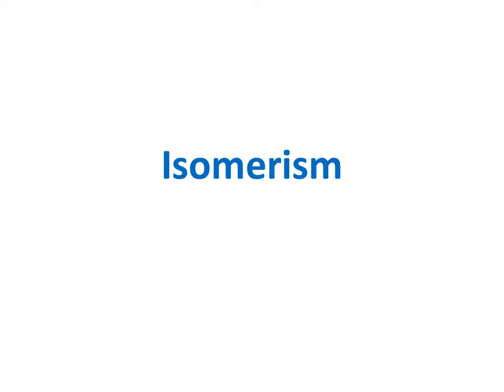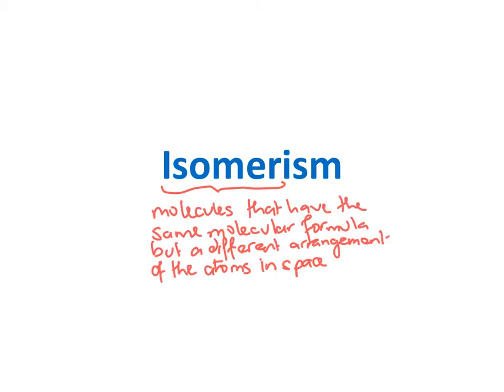Okay, so this is the second part of the Introduction to Organic Chemistry, and we're going to be focusing on isomerism in this topic. So perhaps what we should start with is just making it clear initially what we're going to mean by an isomer, because we're going to be talking about different types of isomerism shortly. So isomers are molecules that have the same molecular formula but a different arrangement of atoms in space.